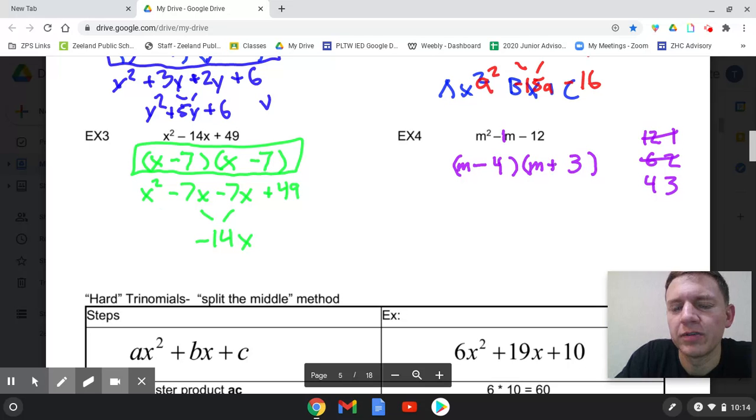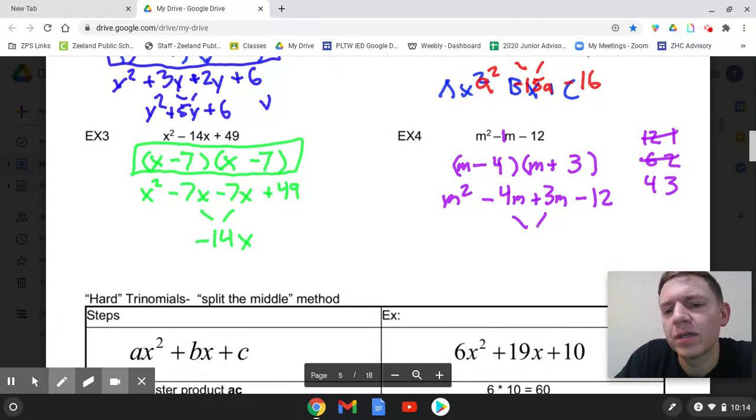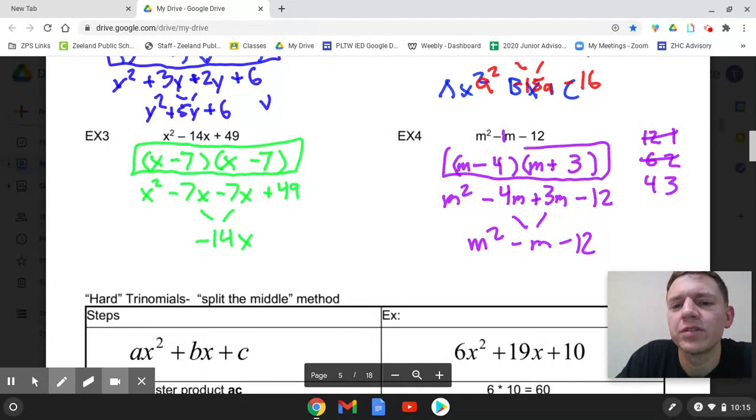Let's FOIL. M squared minus 4m plus 3m. Did that backwards. Minus 12. Okay, add those up. Negative m. Is that what we needed? M squared minus m minus 12. Sure is. Those two are factors of the original.